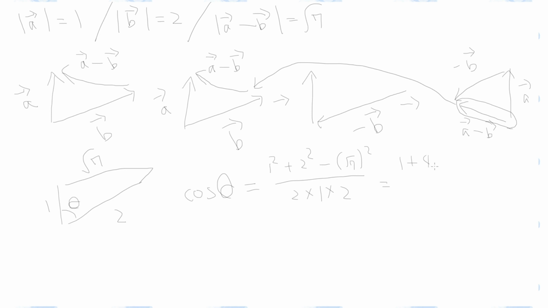So basically, what we're dealing with in this question is a triangle with the sides 1, 2, and root 7. And we need the angle between vector A and vector B. The angle we're after is this one, and let's call it theta. And to find the angle, we can use the cosine rule because we know the length of all the three sides of a triangle. Cosine theta is equal to 1 squared plus 2 squared minus root 7 squared over 2 times 1 times 2. 1 plus 4 minus 7 over 4, which is minus 2 over 4. Cosine theta is equal to minus 1 over 2. So the rest should be fairly quick.